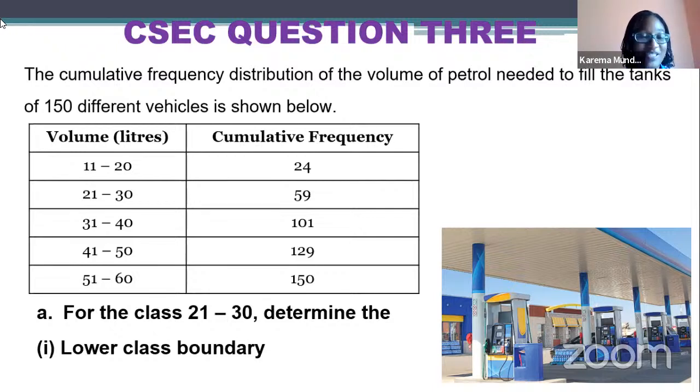So this first part is asking us to determine the lower class boundary. By this time, we're all experts at this. So I need to see the chat blowing up with the responses for this question. The lower class boundary for the class interval 21 to 30.